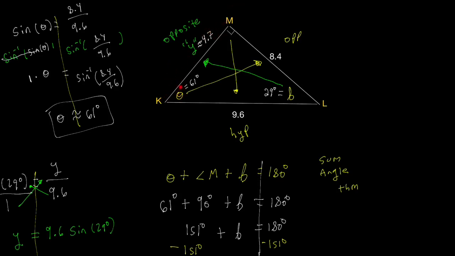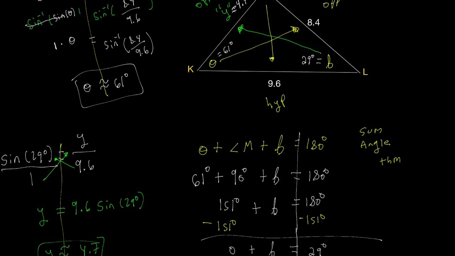You could have also used theta as well. You could have used the cosine of theta because this side is the adjacent in reference to theta. So you could have done adjacent over hypotenuse of 61 degrees. That would have given you the same thing.